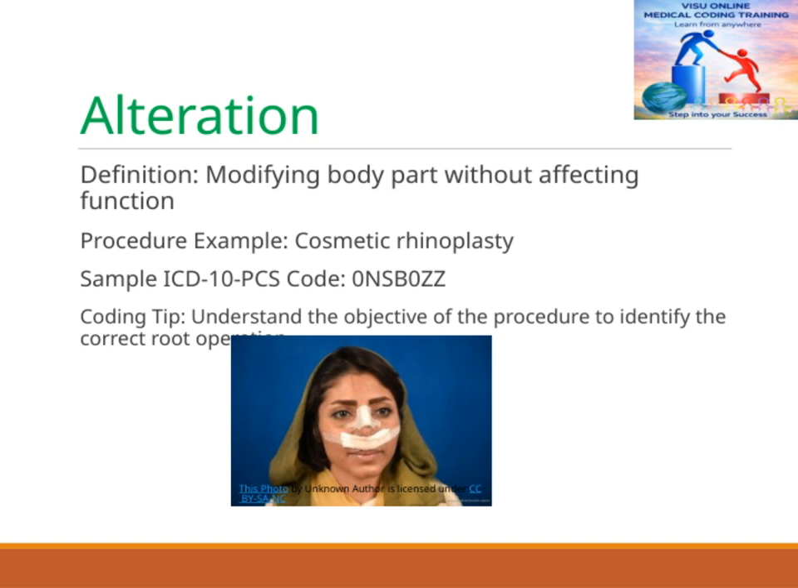And here's a helpful tip. When coding, always understand the objective of the procedure. Knowing whether you're modifying a structure for appearance or function helps you identify the correct root operation, alteration in this case. So to sum up, the main idea here is that alterations are about changing a body part's appearance without affecting how it works, and understanding this distinction is essential for correct coding and documentation.